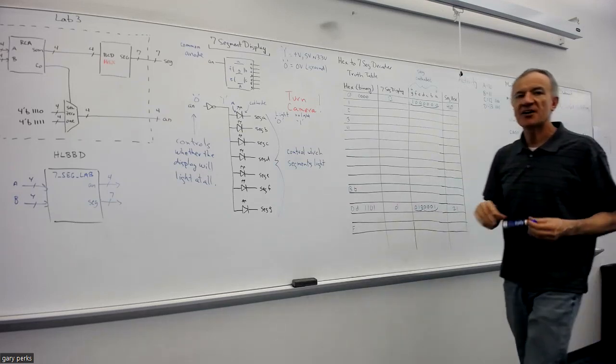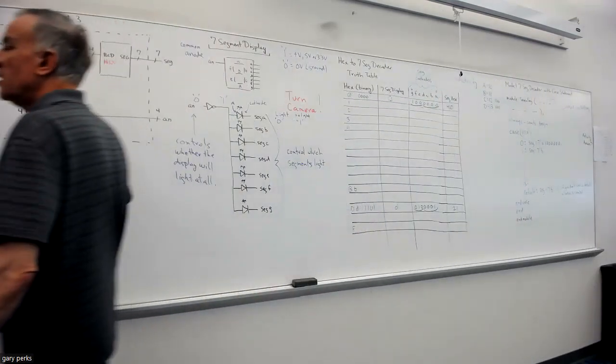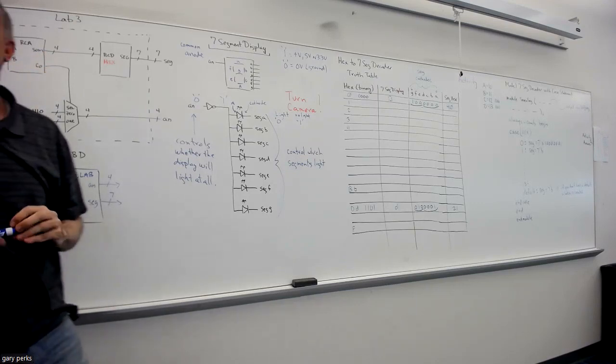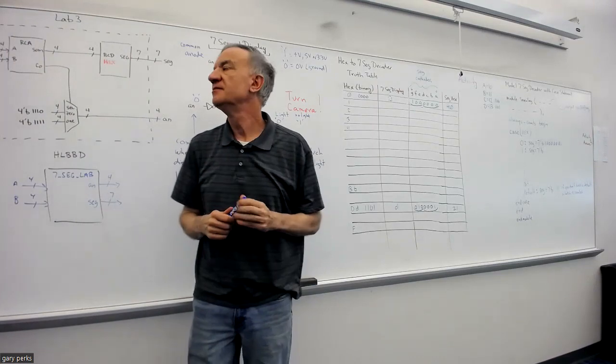Now let's talk about the RC. We all know how the RC works. The RC is going to add the binary numbers and give us a result, and a carry out. Carry out, you get one.